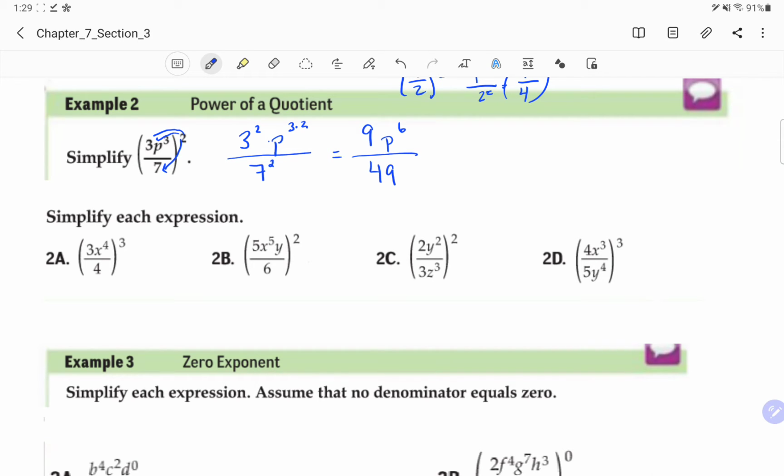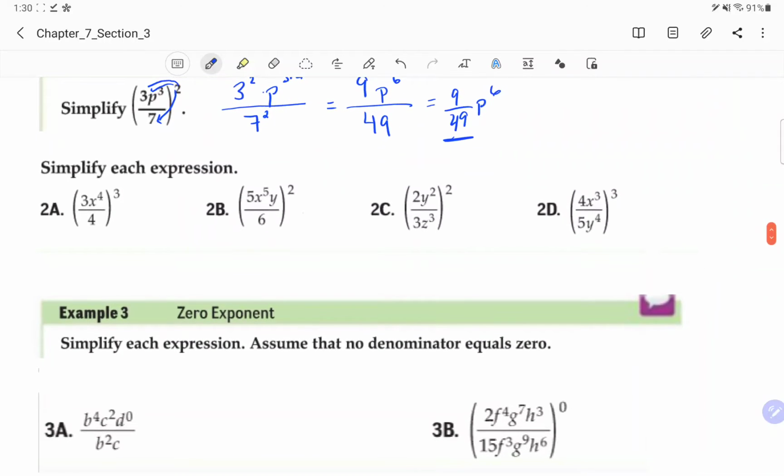Okay, you need to see if you can simplify that. So does 9 over 49 simplify? Because basically this is saying 9 over 49 p to the 6th. Okay, so you need to check to see if your fraction will simplify. It doesn't. 9 over 49 is as simplified as it'll go, but you do always need to check, because if it wasn't, say it was 7 over 49, you would have to simplify that, okay? All right, so try 2a through 2d and then check back in.